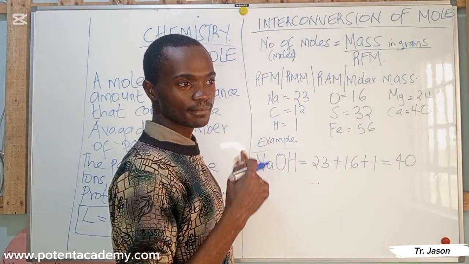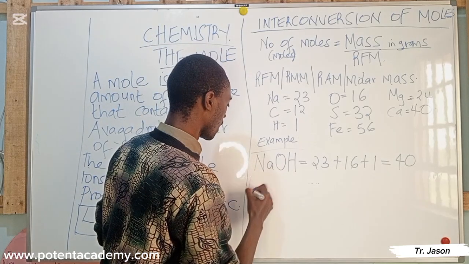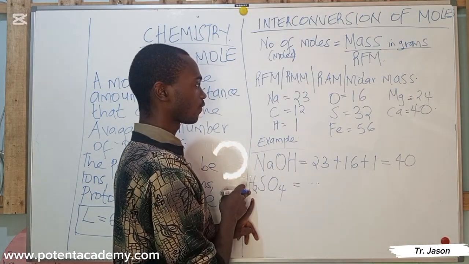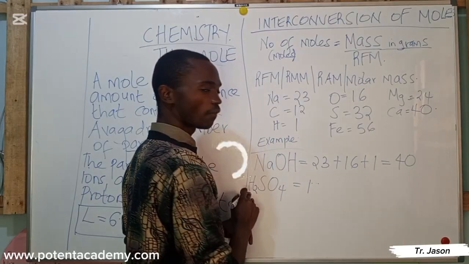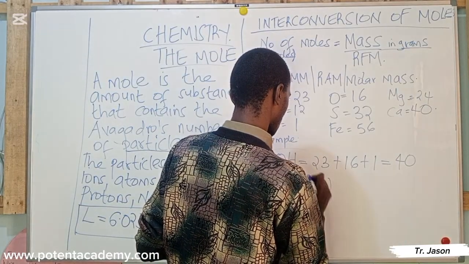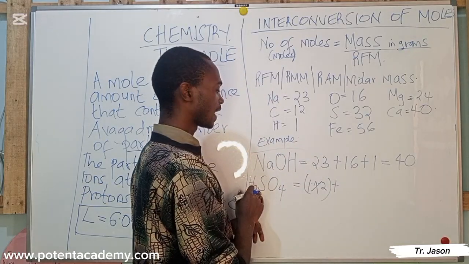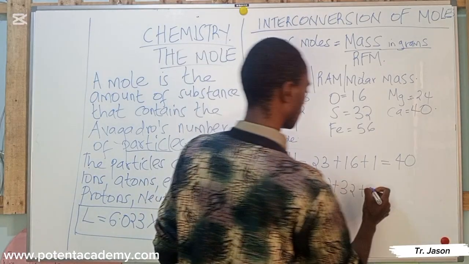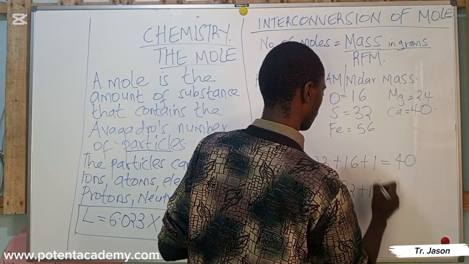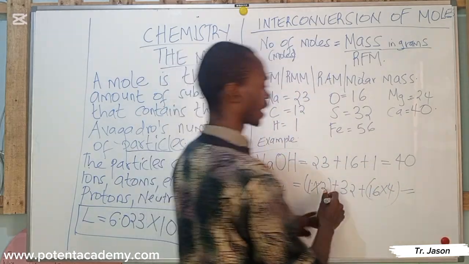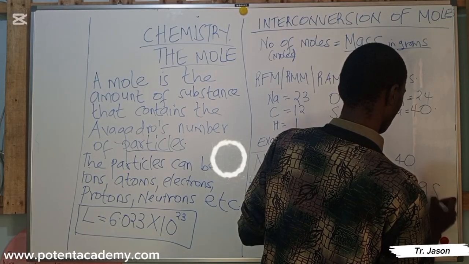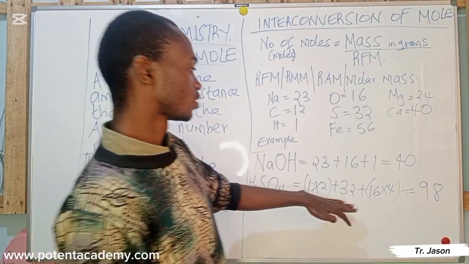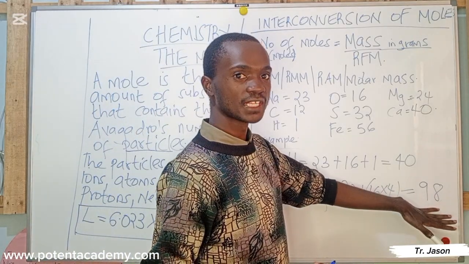Let us also calculate the RFM of sulfuric acid. The chemical formula for sulfuric acid is H2SO4. What is the RFM of hydrogen? 1. How many atoms of hydrogen do we have? 2, multiplied by 2. Plus, what is the RFM of sulfur? 32. What is the RFM of oxygen? 16. How many atoms of oxygen do we have? 4 of them. When you key in all these values using your calculator, the answer is 98. 2 plus 32 plus 16 times 4 is equal to 98.